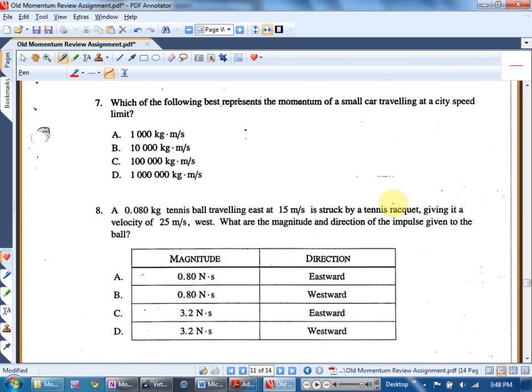Okay? And then to figure out the direction, if you let east be positive and you get a positive answer, the direction is east. If you let east be negative and you get a positive answer, the direction is west. In other words, you look at what you let be positive and you look at the answer that you got. If they're both the same sign, they're in the same direction.